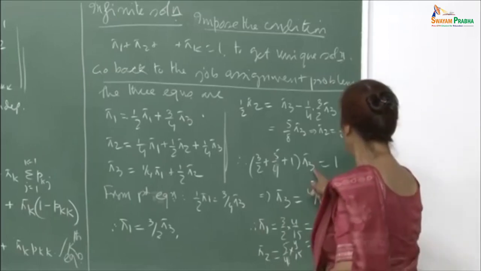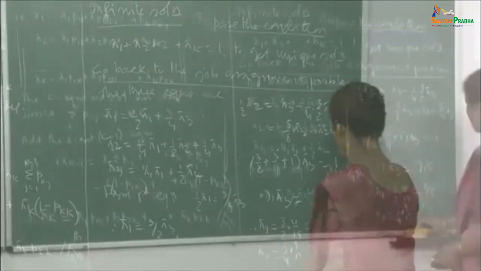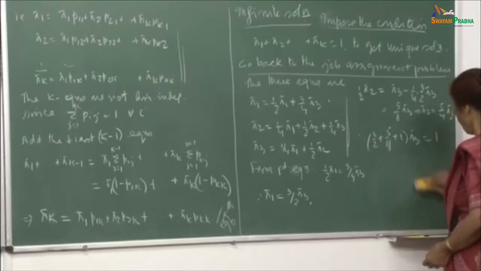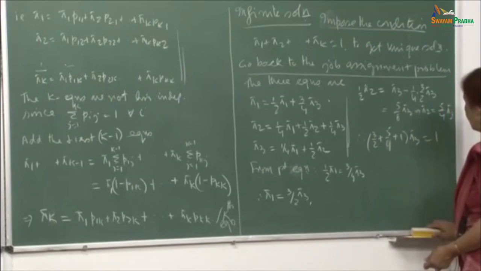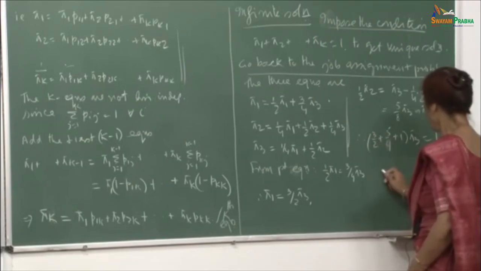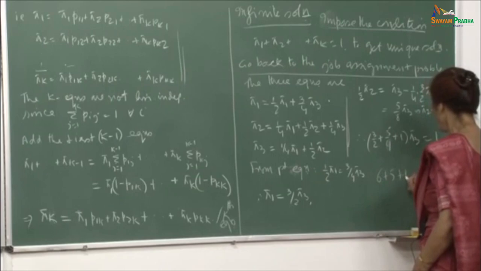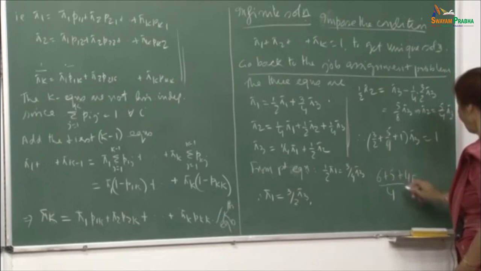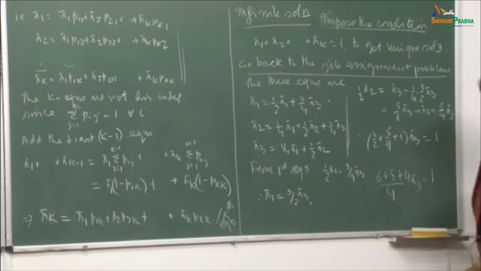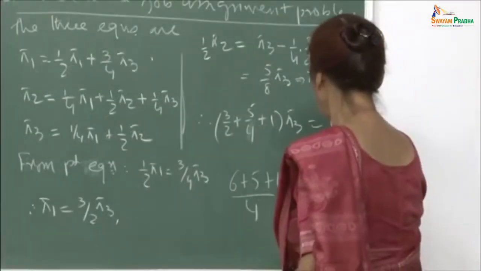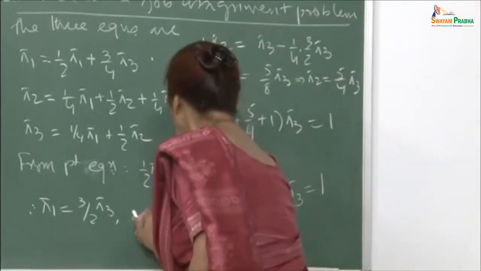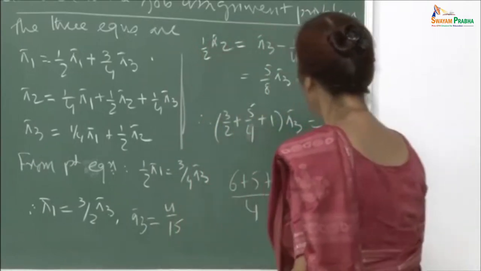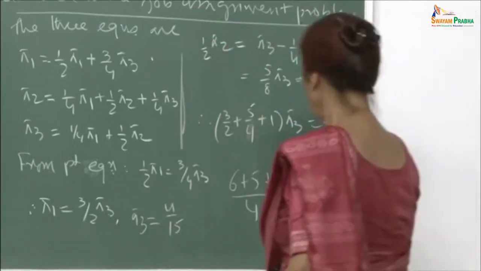So now I substitute the values: pi 1 is 3 by 2 pi 3, this is 5 by 4 pi 3, and this is pi 3, and the sum is 1. So how much is this? I suppose I'll have to redo this, or maybe this was right. So what is it? This will be 6 plus 5 plus 4. Oh, so the value was okay. There was a mistake here, but the value I had computed was okay. So pi 3 is 4 by 15, okay?